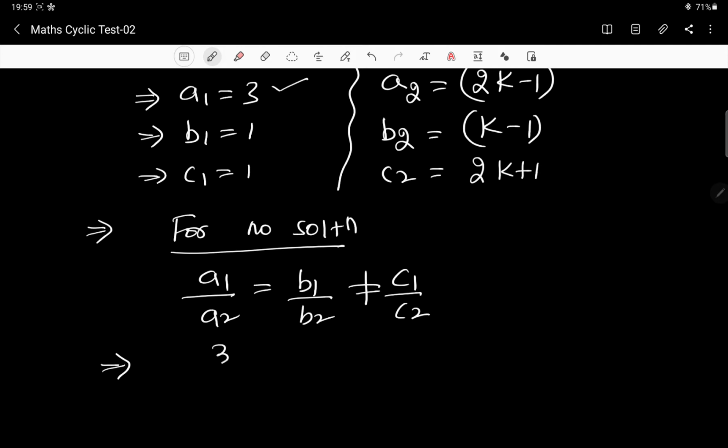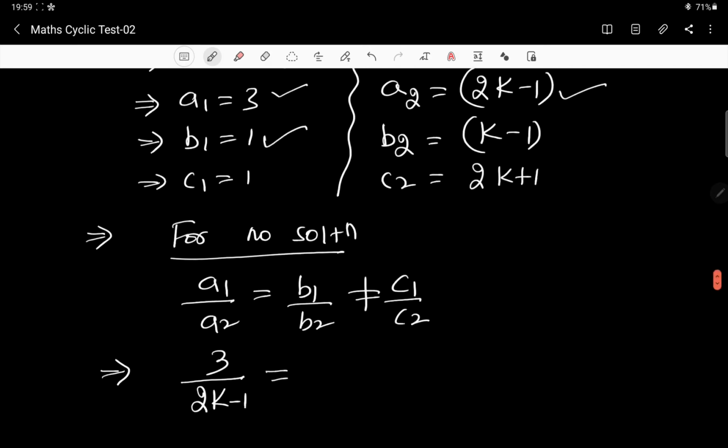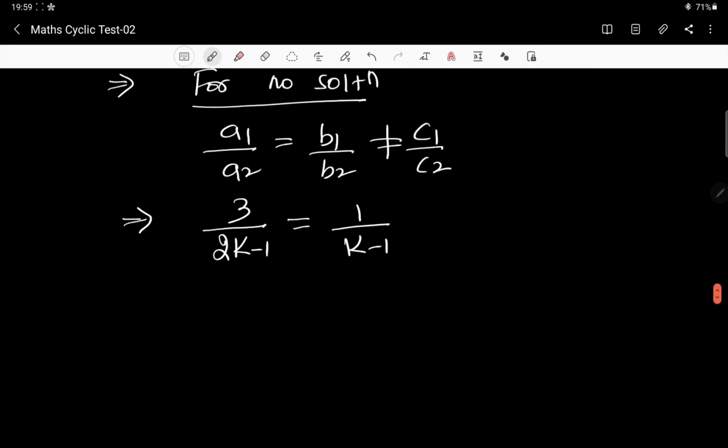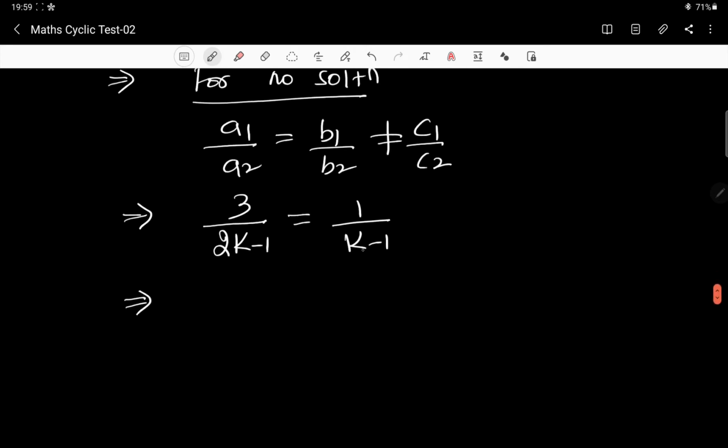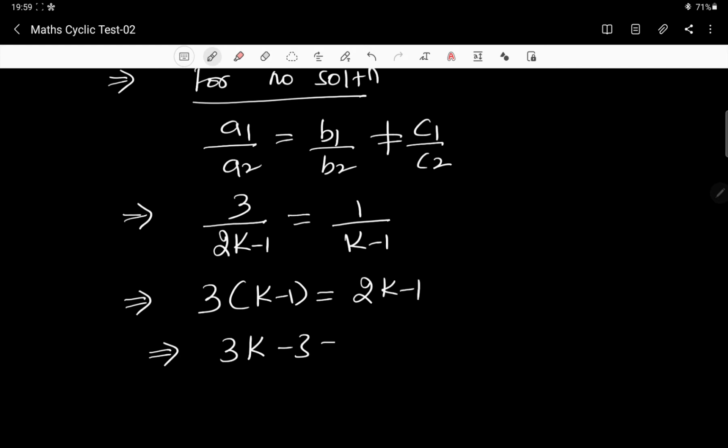a1 is 3, look at this, 3 divided by a2 which is 2k minus 1, and that is equal to b1 which is 1 divided by b2 which is k minus 1. So then what does it become? Sending this k minus 1 to this side, it becomes 3 bracket k minus 1, and that is equal to, only 1 is there, so 2k minus 1. And 3 into k minus 3 is 3k minus 3, equal to 2k minus 1.